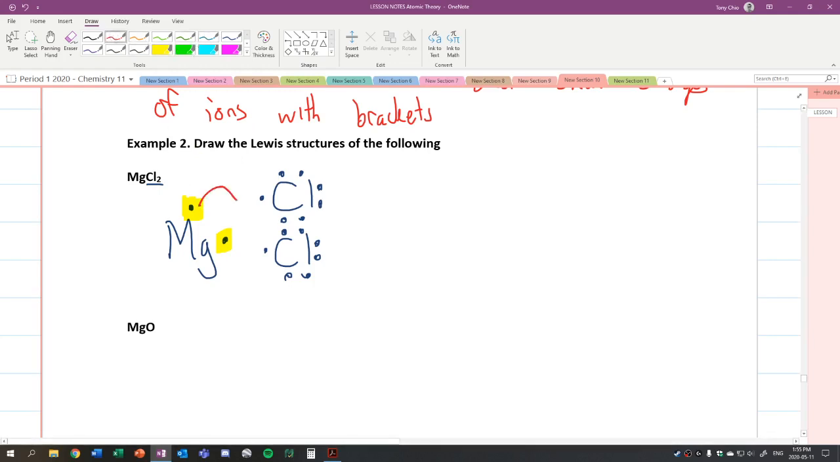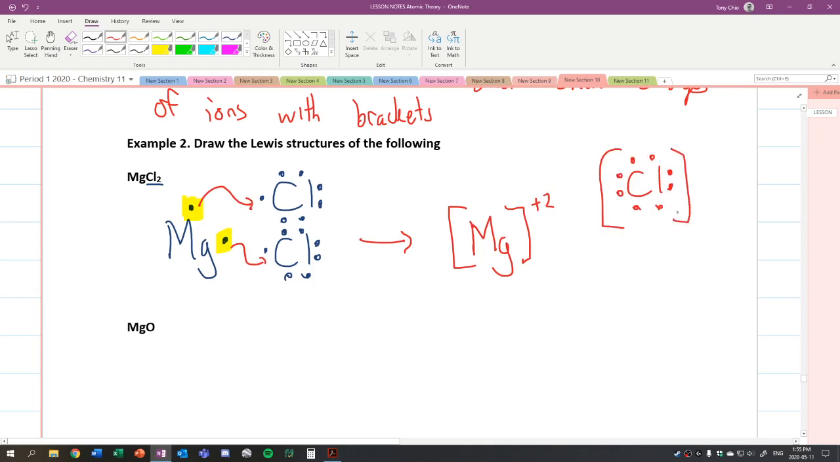So what's going to happen? Magnesium is going to donate its electrons to chlorine. And what you're going to get here is magnesium has lost all of its valence electrons, so it has a +2 charge. Chlorine, on the other hand, has gained 1 electron each, and it's going to have a minus charge for each of them. And this is what magnesium chloride looks like as a Lewis structure.